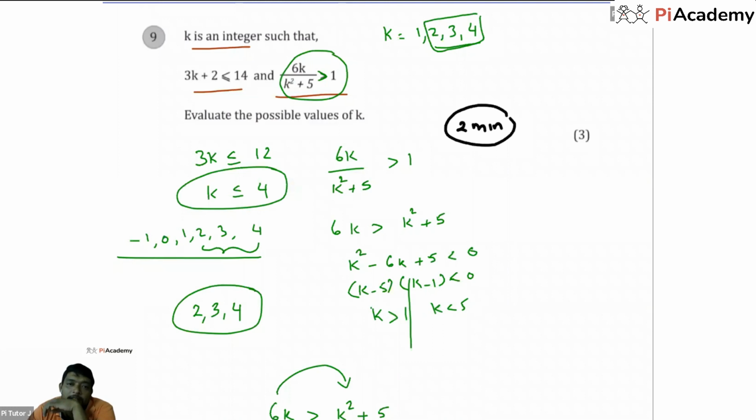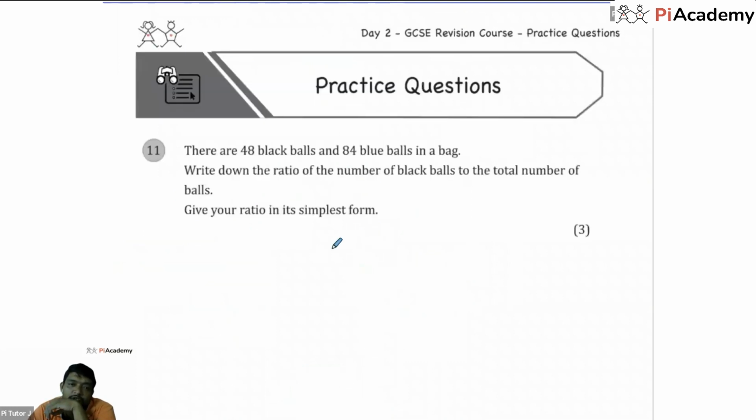Okay. Let's go to the next question. Here you go. This is simple. Come on, you should be able to do it in 30 seconds. There are 48 black balls and 84 blue balls in a bag. Write down the ratio of the number of black balls to the total number of balls. Give your answer in the simplest form.